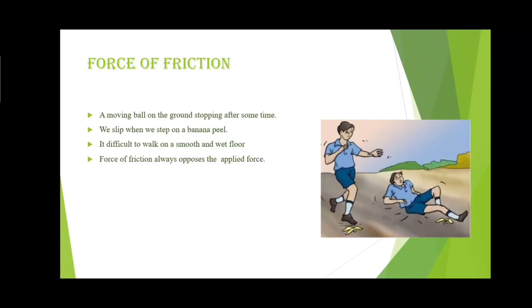See the picture, figure 12.1. One boy steps on a banana peel. Then he falls down because of friction. There is a smooth surface, so it is difficult to walk on a smooth and wet floor. If you walk on a wet floor also we slip, right? There is also some friction. Then, the force of friction always opposes what?